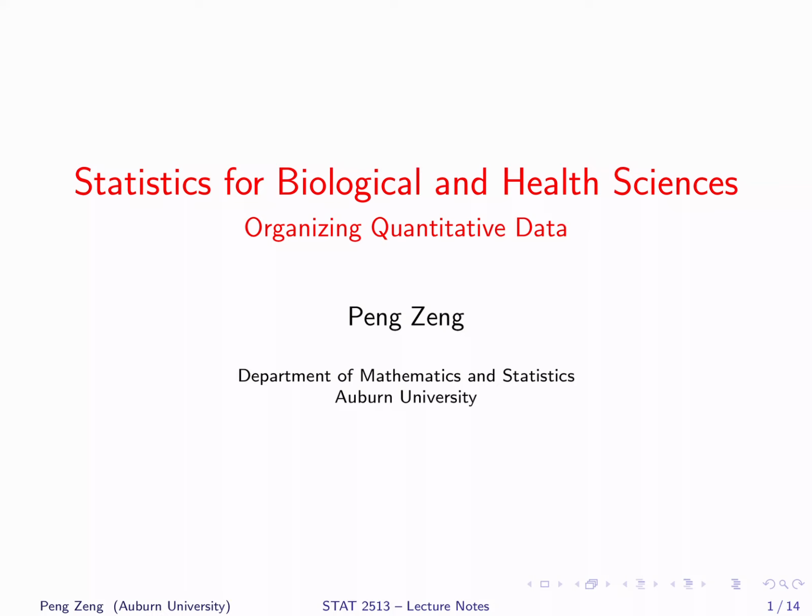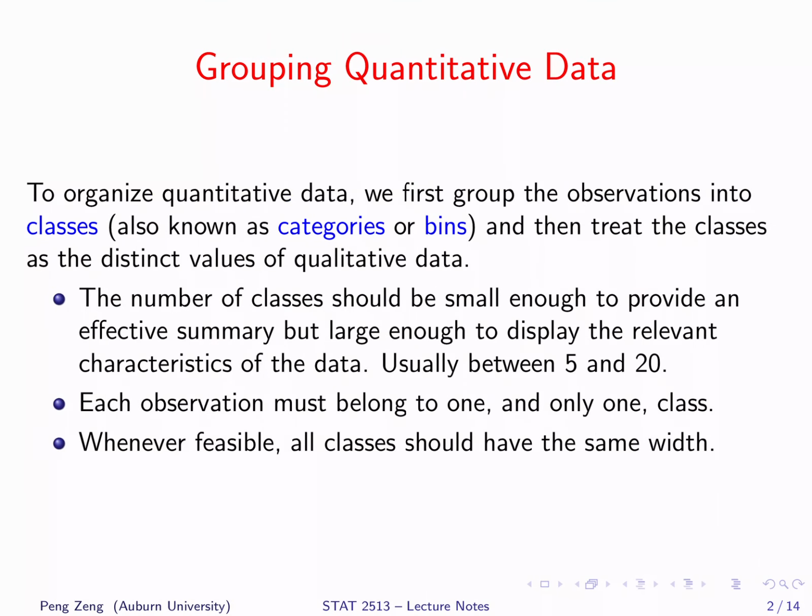In this class, we will discuss how to organize quantitative data. The idea to organize quantitative data is to convert them to qualitative data by grouping. Firstly, we will group observations into classes. Sometimes it is also called categories or bins. Then, we treat the classes as the distinct values of quantitative data.